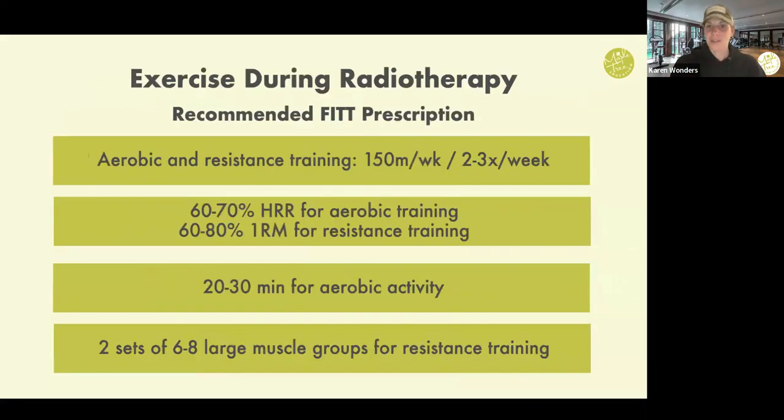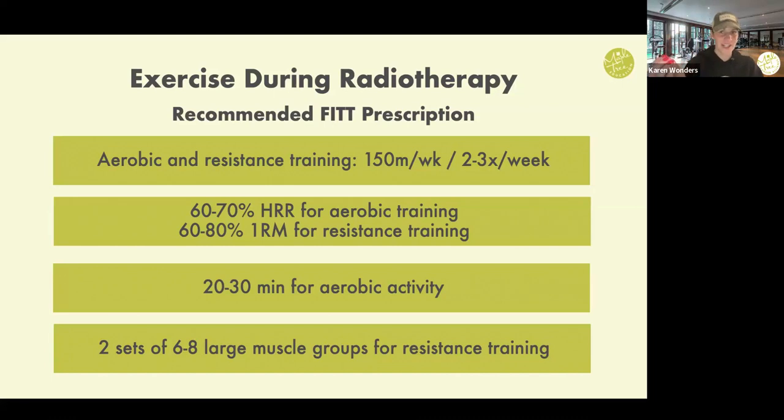When you're exercising with someone who's currently in radiation, and we're looking at the FIT principle, so frequency, intensity, time, and type, you want to follow the exercise guidelines that we saw with the healthy population. So for aerobic exercise training, try to hit that 150 minutes per week goal. Resistance training, try to hit 2 to 3 times per week. If you're looking at intensity levels, you want to go between 60 and 70% of heart rate reserve for aerobic exercise training as that patient is able to tolerate.